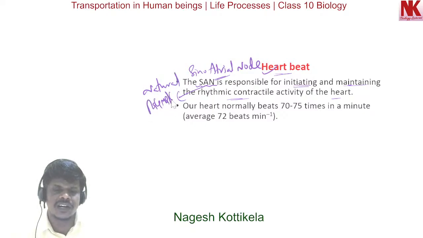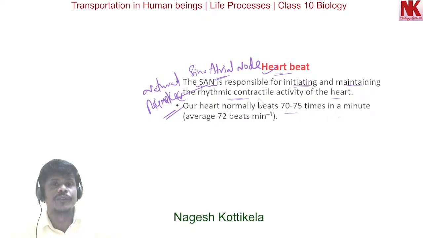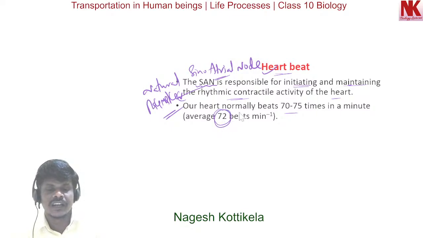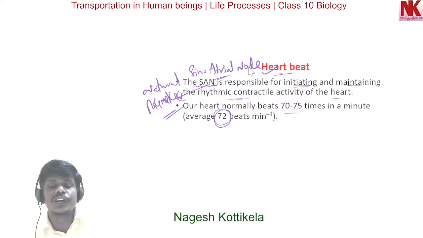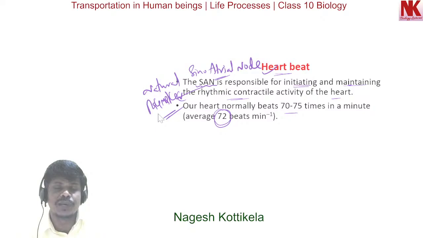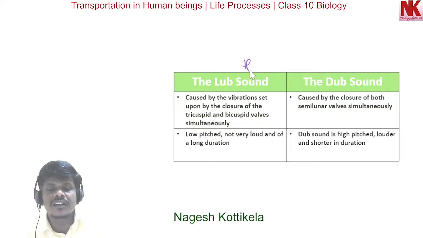This is called natural pacemaker. Now our heart normally beats 70 to 75 times per minute. On an average 72 beats per minute. This is the average value. So this is how the heartbeat is initiated, and it is maintained because of the functioning of sinoatrial node, also called natural pacemaker, and the heartbeat rate is 72 beats per minute. Now moving to one more important concept here, the heart sounds.